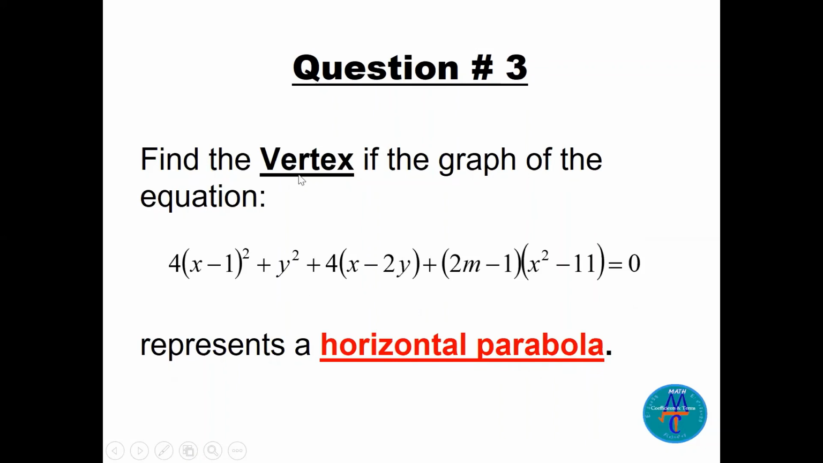Question number 3, find the vertex if the graph of the equation, (4x minus 1) squared plus y squared plus 4x minus 2y plus (2m minus 1) times x squared minus 11 equals 0, represents a horizontal parabola. Remember, horizontal parabola, we should have y squared and no x squared. Horizontal means y squared.